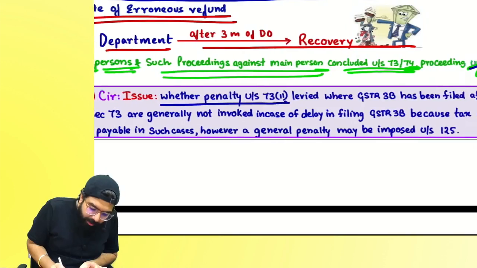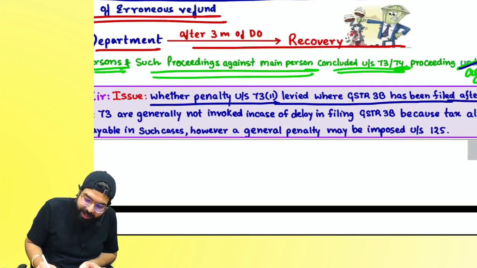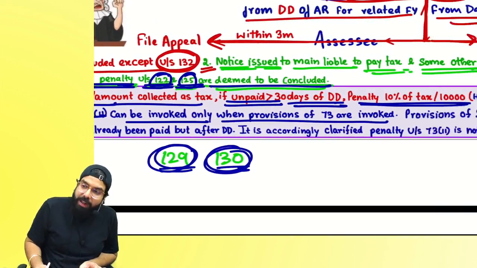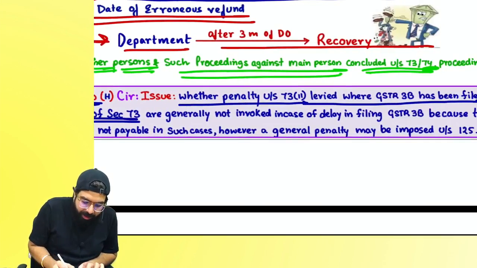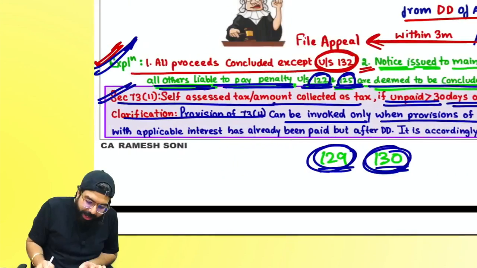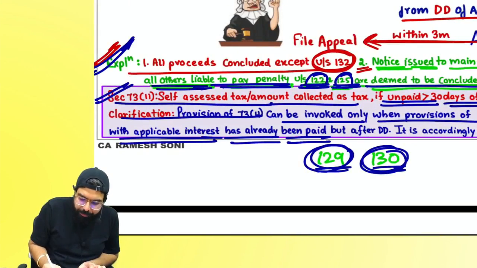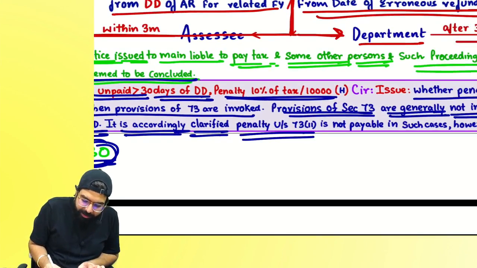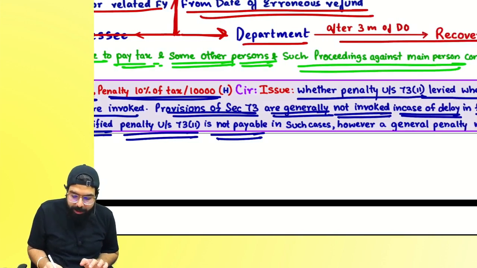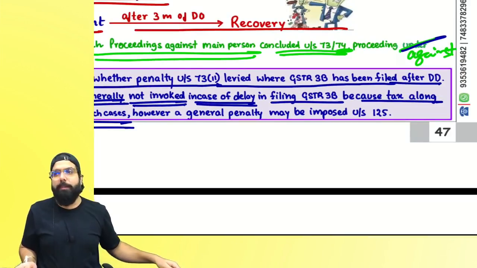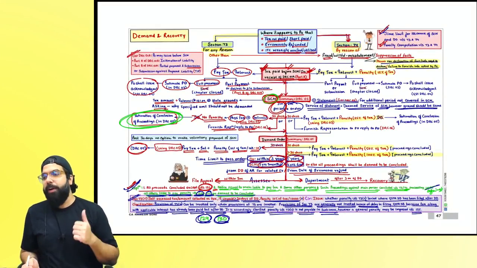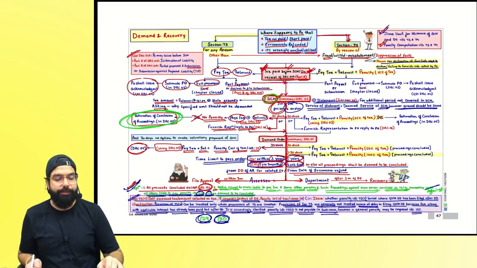Whether penalty under 73(11) can be levied where GSTR 3B is filed after the due date? Provision of 73(11) can be invoked only when provisions of section 73 are invoked. Provisions of section 73 are generally not invoked in case of delay in filing of GSTR 3B because tax along with applicable interest has already been paid, but after the due date. It is accordingly clarified that penalty under section 73(11) is not payable in such a case. However, a general penalty may be imposed under section 125. I hope you are clear with section 73 and 74 over here.